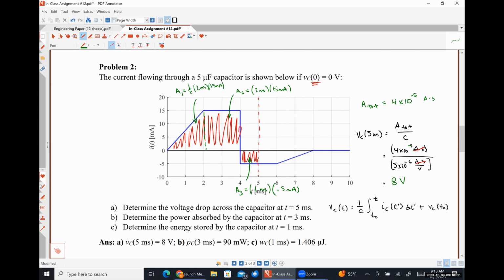For part C, D wasn't even a number, my apologies. Determine the energy stored by the capacitor at t equals 1 millisecond. If we want the energy stored by a capacitor, what do we need? The voltage again. So we would find the voltage at t equals 1 millisecond, square that voltage, multiply it by 1/2 C, and there's our answer. So this one is just literally beating you over the head, trying to make sure you know how to find the voltage if you were given a current waveform.